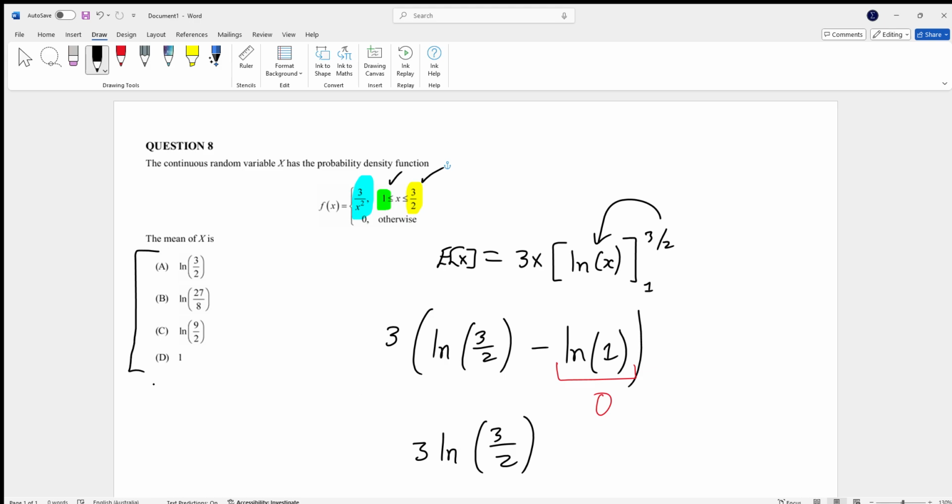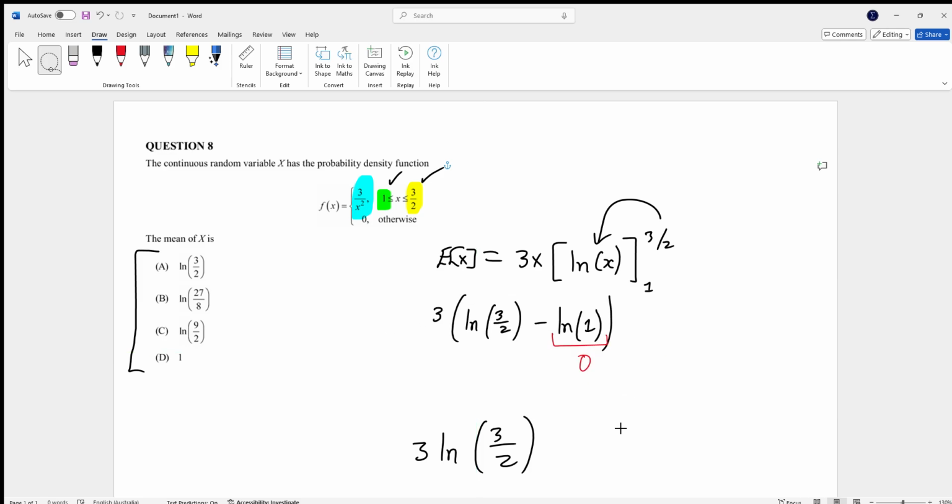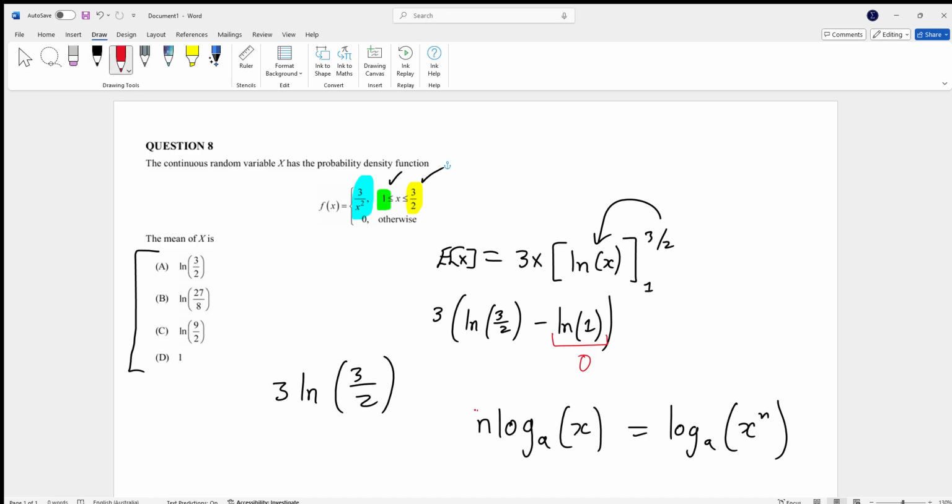Now we can see with all of them, there is no number out the front of the log. So no wonder our answer is not appearing just yet. It's probably there, however it just looks a bit different. So what we can do is use this log law. If you have a number out the front of a log, something like this, you can bring that up into the power of the thing. So for example, we can just move that n all the way up into there, just like we've done there.